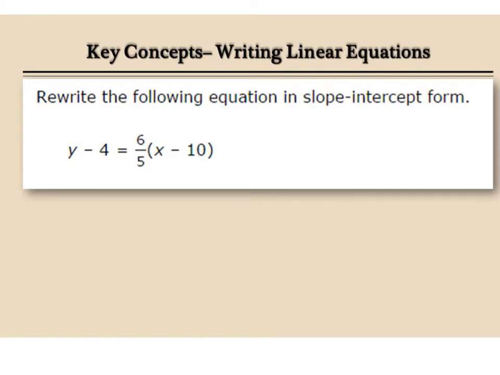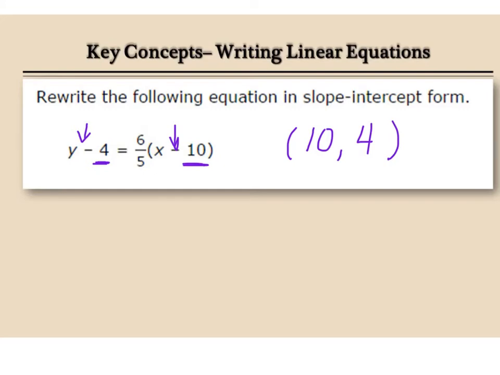The next problem says to rewrite the following equation in slope-intercept form. So they're giving us an equation in point-slope form. Now point-slope form gives us a point. It's y sub 1 and x sub 1. So we have our point right there. Now it's y minus y sub 1, so I know this is going to be a positive 4. And x minus x sub 1, so I know this is a positive 10.